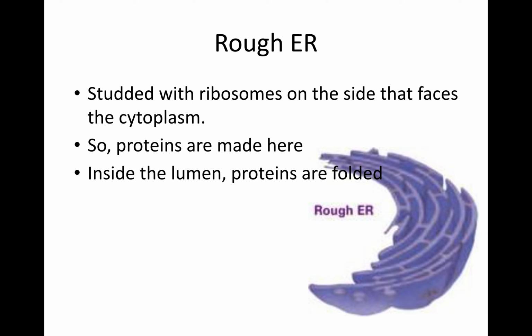All right, so the rough ER is studded with ribosomes on the side that faces the cytoplasm. It's only going to be on one side. Proteins are made here because there are ribosomes on it. So take note that ribosomes make proteins, okay? But the site where they are made is the rough ER.